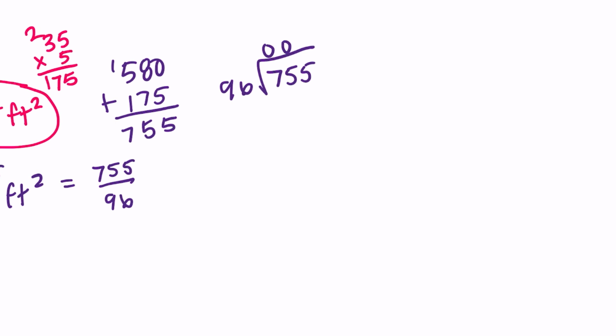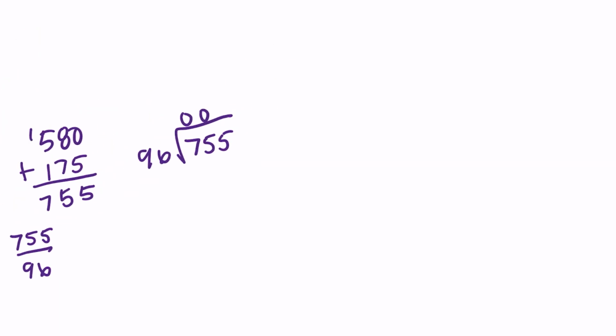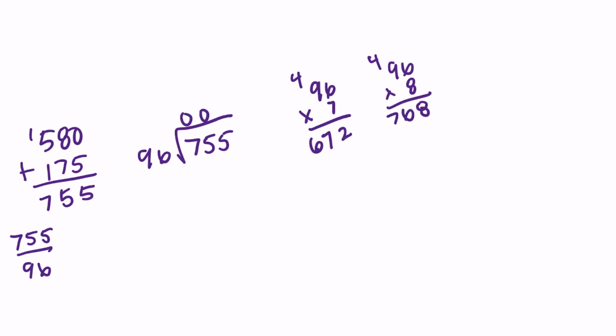Can't go into 7 or 75, but 96 could probably go into 755 7 or 8 times. Let's try 7. Seven times 9 is 63 plus 4 would be 67. So 672. Could it go in another time? Let's try 96 times 8 just to be sure. 9 times 8 is 72, plus 4 is 76. So 768 would be too big. So it only goes in 7 times.